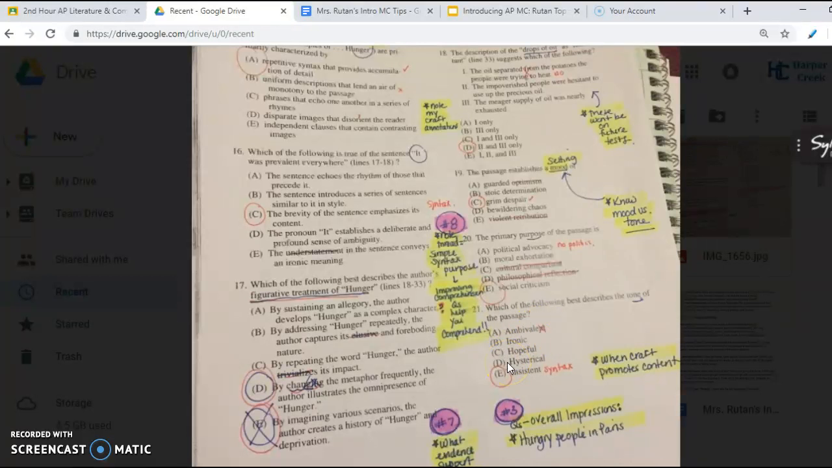I don't get any feelings of hysteria. Like hysteria is like they're losing it. I feel like it's very controlled. And I don't really, I mean, ironic, it's kind of doing that, but it's definitely insistent. And that's because of my syntax. If you notice my syntax comments or annotations, that was the number one most prevalent craft device that I noticed. So that's why I picked E.